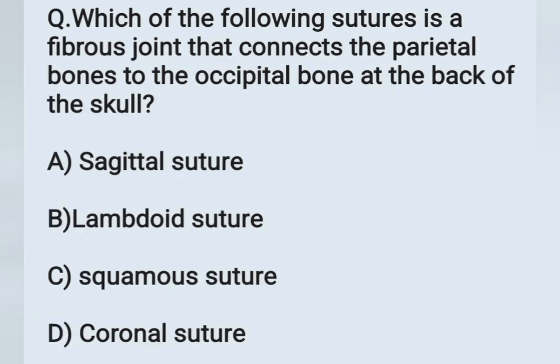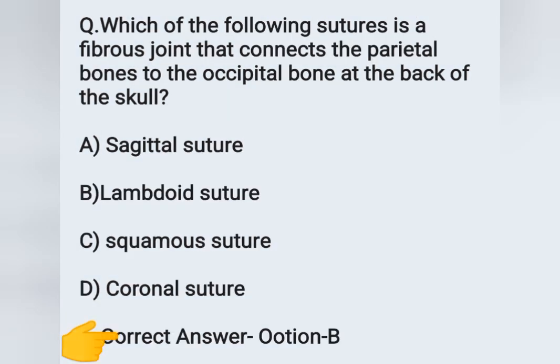And the next question is, which of the following sutures is a fibrous joint that connects the parietal bone to the occipital bone at the back of the skull? Our options. Option A, sagittal suture. Option B, lambdoid suture. Option C, squamous suture. Option D, coronal suture. Among these, the suture that is a fibrous joint connecting the parietal bone to the occipital bone is the lambdoid suture. Option B is the correct answer.